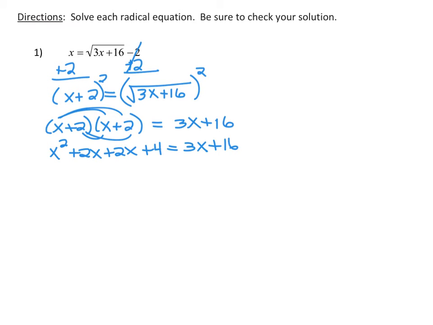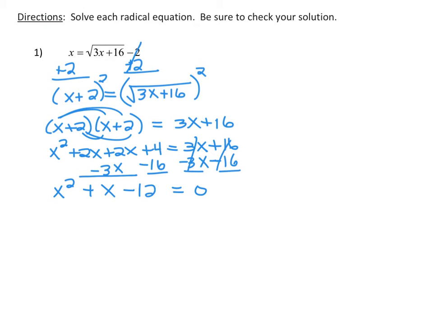Now, we know that because we have a square on our x, we're going to want to get one side of the equation set equal to 0. So I'm going to subtract the 3x. I'll line that up under my 2x terms. And I'm going to subtract 16. So I'll line that up under my number. All right, so on the right-hand side, everything cancels. On the left-hand side, I'm left with x squared. And then if I combine 2x, 2x, and negative 3x, that gives me a positive 1x. And then here, 4 minus 16 is negative 12.